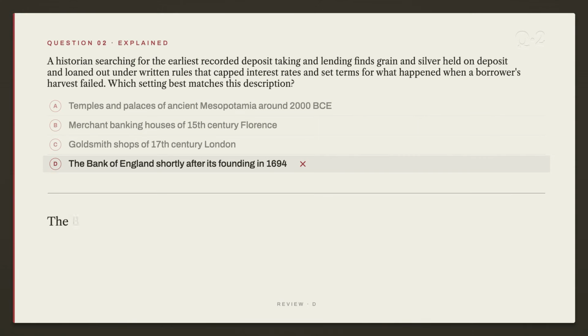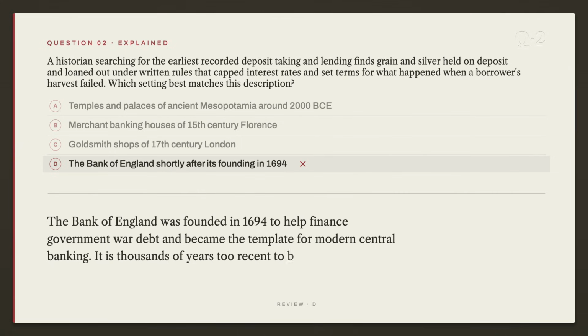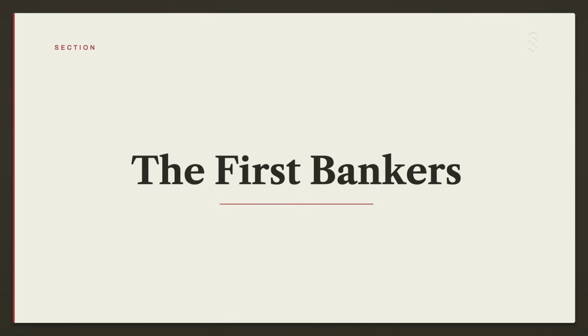D is wrong because the Bank of England was founded in 1694 to help finance government war debt and became the template for modern central banking. It is thousands of years too recent to be the earliest recorded deposit and lending activity. Nearly 4,000 years before anything we'd recognize as a bank.